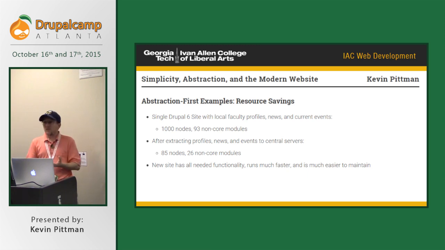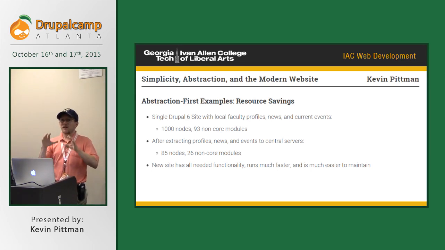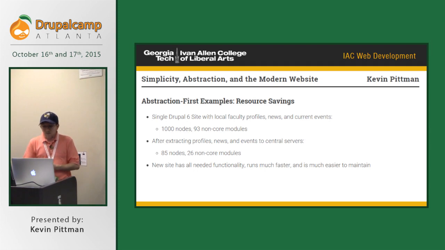So there's a number of benefits to abstracting out functionality, setting up a series of web applications instead of one giant Frankensite. And one of them is resources. I took one of our sites and did some numbers on it because we had one site that was in Drupal 6, so I could compare apples to apples going from Drupal 6 to Drupal 7. Many of our other sites were in either a custom CMS or something like WordPress.